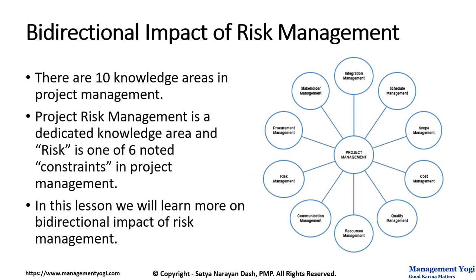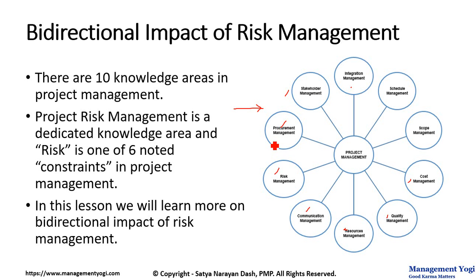We have 10 knowledge areas in project management, and this is represented in this diagram. We have knowledge areas such as integration, schedule management, scope management, cost management, quality management, resource management, communications management, risk management, procurement management, and stakeholder management. Now, project risk management is a dedicated knowledge area. Earlier, as part of one of the video lessons, I also spoke that risk management is one of the 6 constraints for project management.